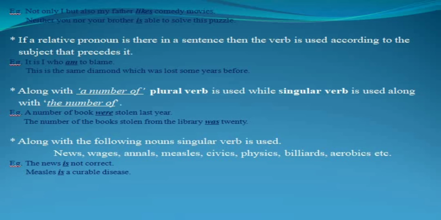Next point, if a relative pronoun is there in a sentence, then the verb is used according to the subject that precedes it. For an example, it is I who am to blame. Another example, this is the same diamond which was lost some years before.